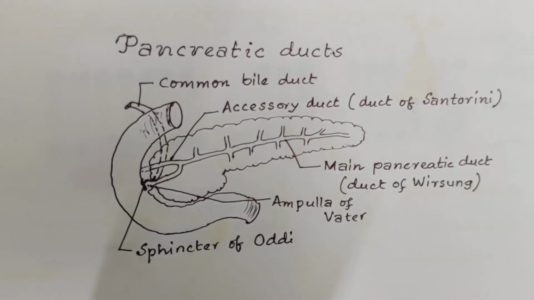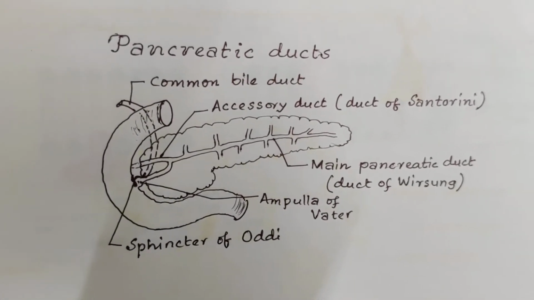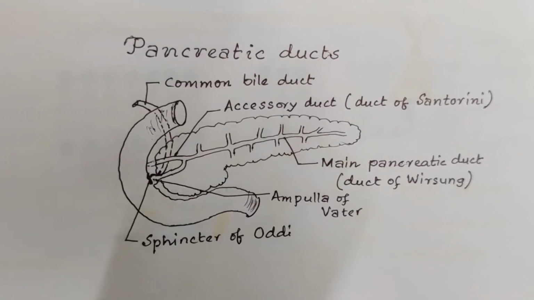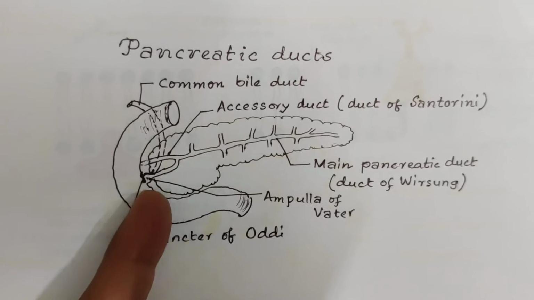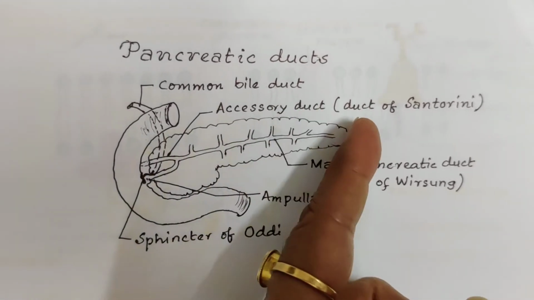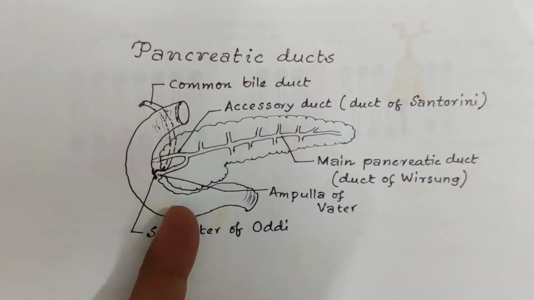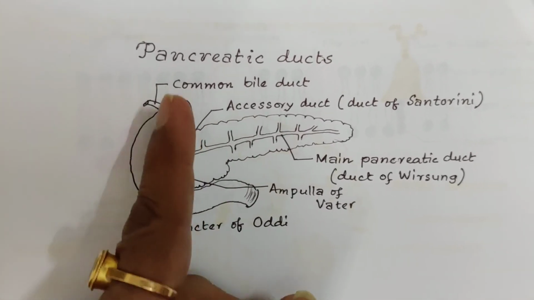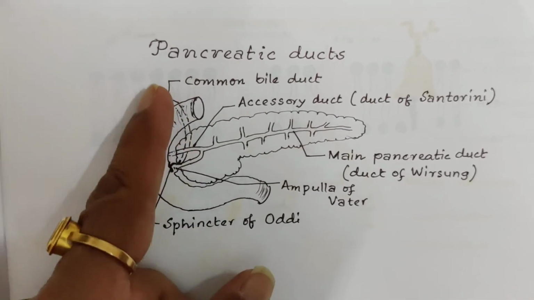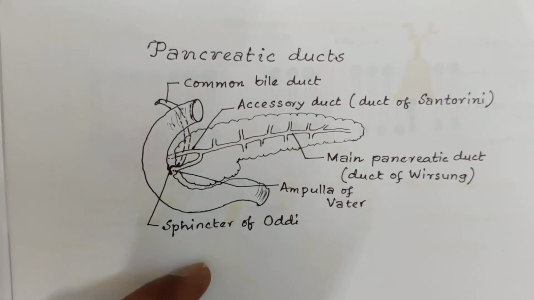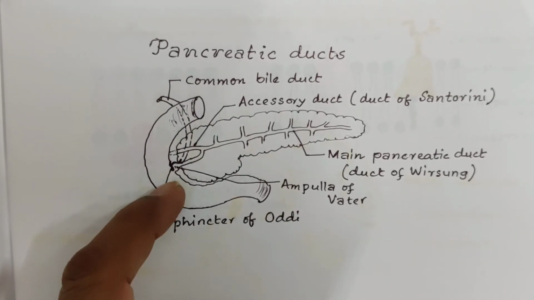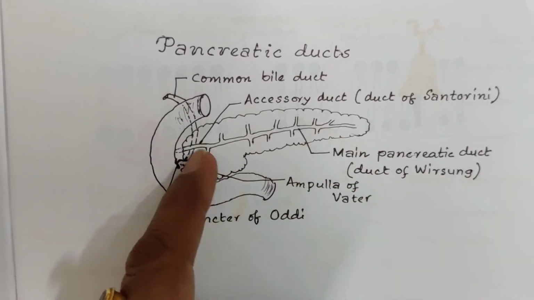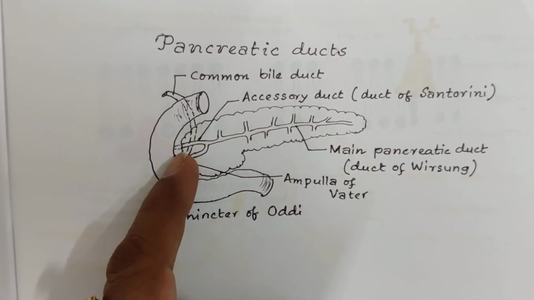Here we have pancreatic ducts. The main duct is duct of Warsung. Then we have accessory duct called duct of Santorini. This one. This is common bile duct. These are shown with dotted lines because this comes from behind. This part is called sphincter of Oddi. There is a muscle over here. In front of sphincter of Oddi, there is a swollen structure called ampulla of Vater.